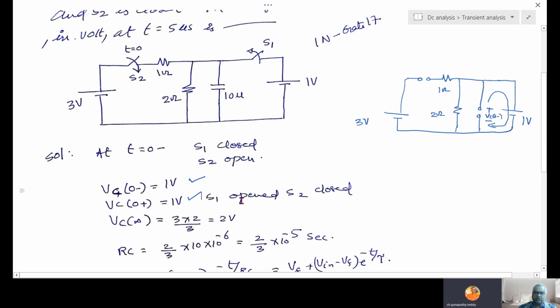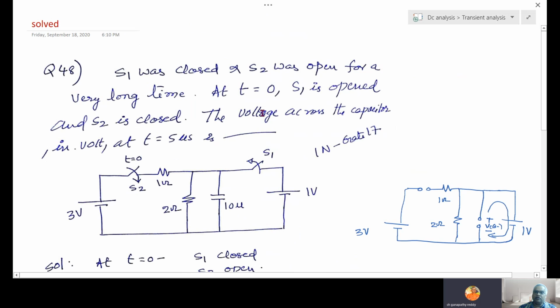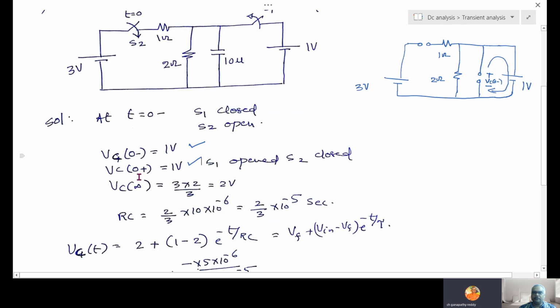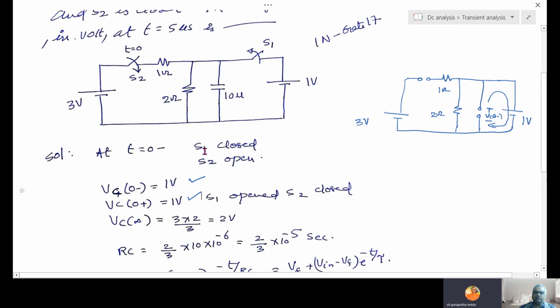Now what is being asked is the voltage across the capacitor at t equal to 5 microseconds. To know the value at 5 micro, you should get the complete expression. Total expression we should know. Initial value is 1. Final value we have to find. So what is the final value? Final value when S2 is closed and S1 is open.